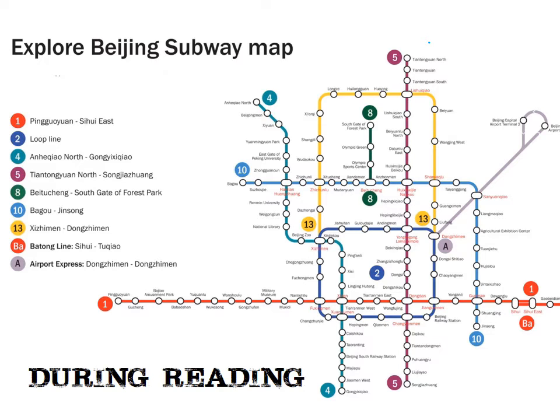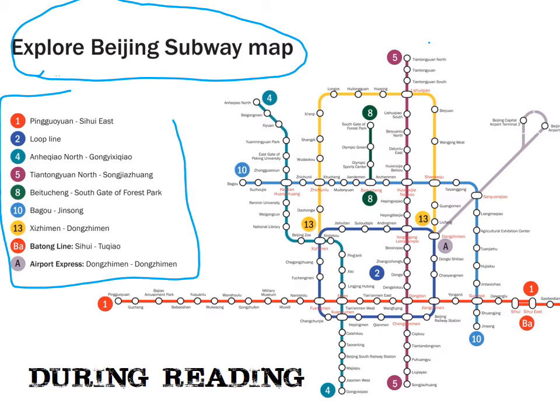In this particular graphic text, the title is to explore the Beijing subway map. So I can see right away, I know it's a subway map. I'm looking at a map on the right hand side, and over here, I'm seeing that there's a nice key. So there's a key over here that gives me something to look at that will help me to decipher the graphic.